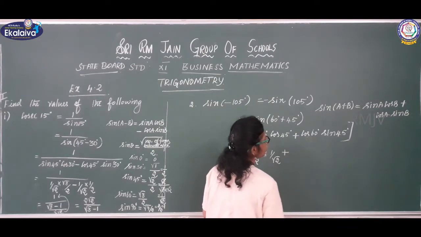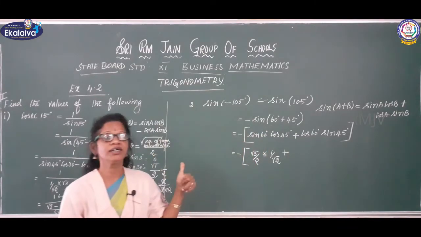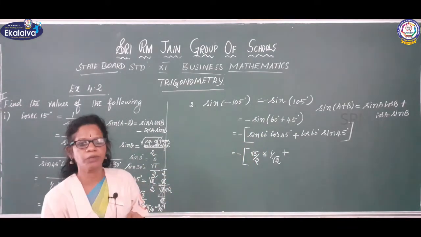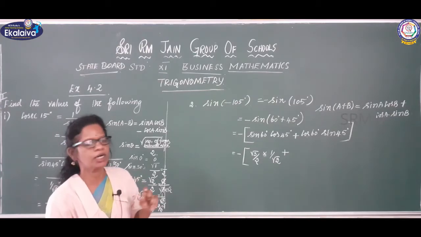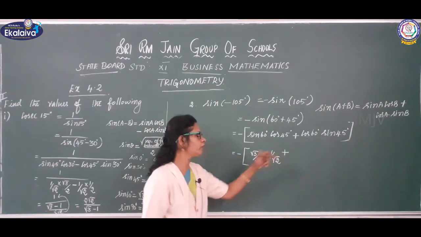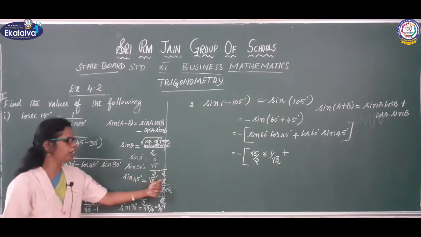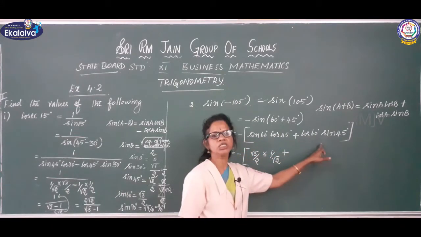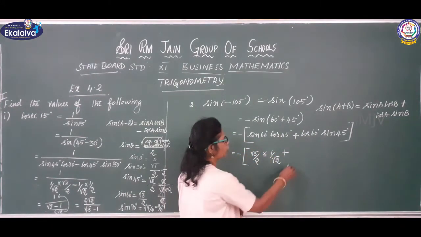Cos 60 degree. I told you sin 30 is equivalent to cos 60 because they are complementary to each other. Sin 30, what value did I write here? 1 by 2. Cos 60 is equivalent to 1 by 2.